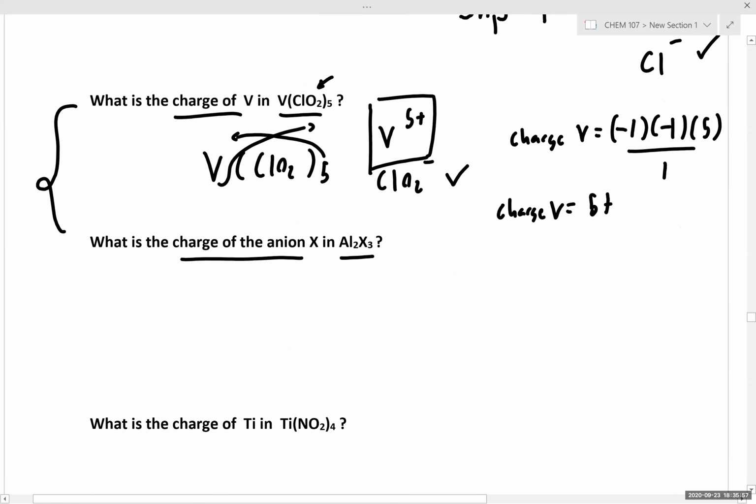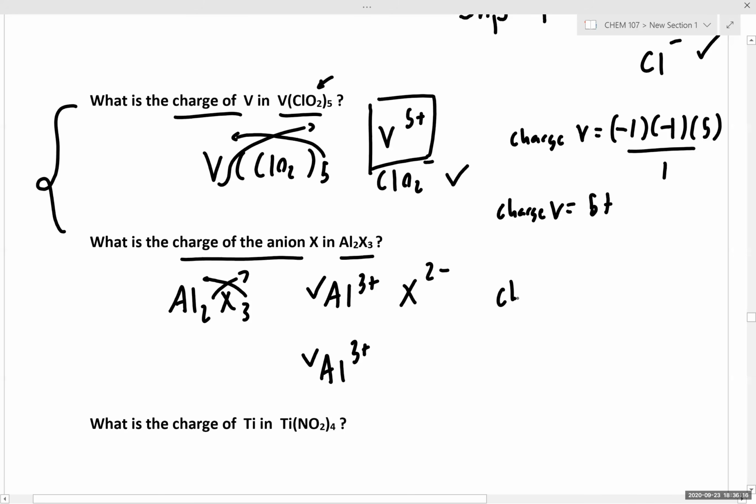Okay, so in this next case, we have Al2X3. So if we reverse cross our charges, we get Al3+ and X2-. And just to make sure, aluminum does in fact adopt a 3+ charge, so all is right with the world.